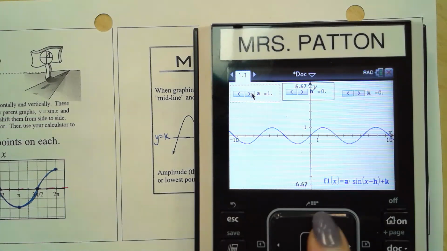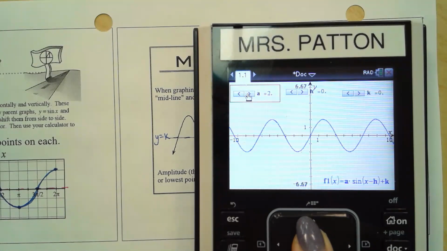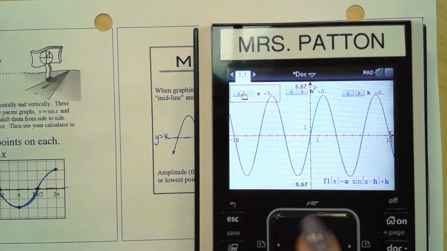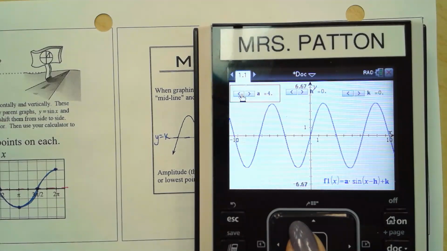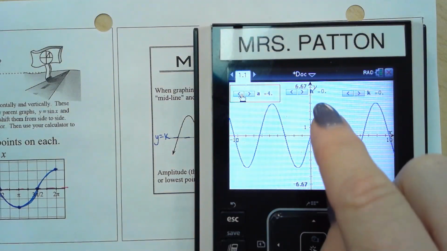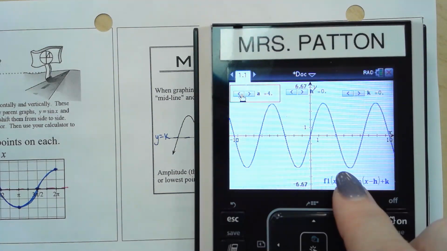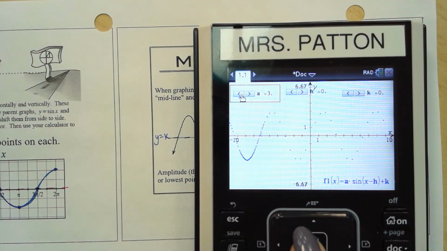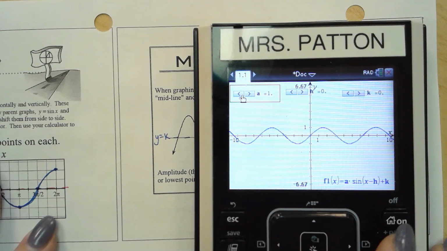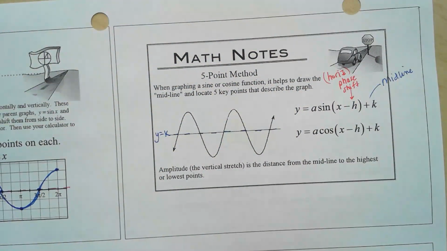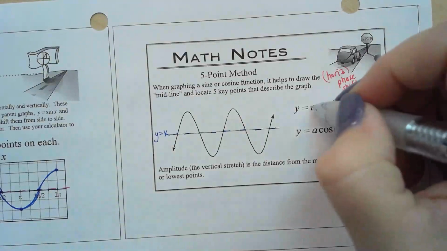Great. Let's talk about A. As A gets bigger, the midline's not moving, the x-intercept isn't moving, the graph is stretching, it's getting taller, right? It's the vertical stretch. But we also notice that the distance from the red line up to the blue line or down is getting bigger, or now it's getting smaller, right? The amplitude is changing. So again, A technically is the vertical stretch, but we can also call it the amplitude.